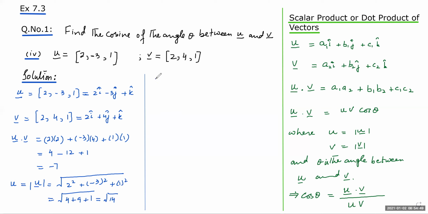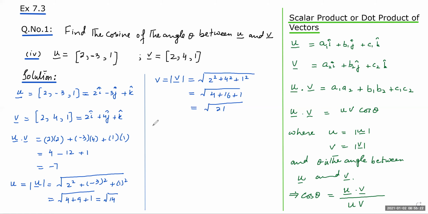Let's write the magnitude of vector v. It can also be written like this. Square root of 2 square plus 4 square plus 1 square. 2 square is 4, 4 square is 16, 1 square is 1. So I get 16 plus 4 is 20, and then 1, that is 21. So this is the magnitude of vector v.